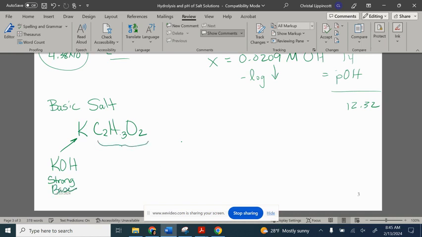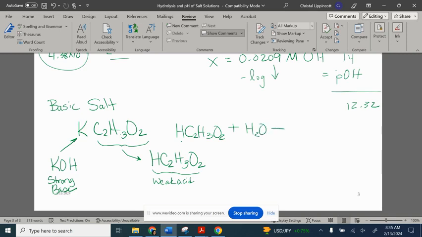This component, however, when I put this in water, it's going to form this. This is a weak acid. So when I put this in water, what's going to happen? This is an acid. This is a base. What's going to happen to my water? It's going to gain H plus, or maybe it's easier for you to visualize it as H3O plus. And it's going to leave behind this.